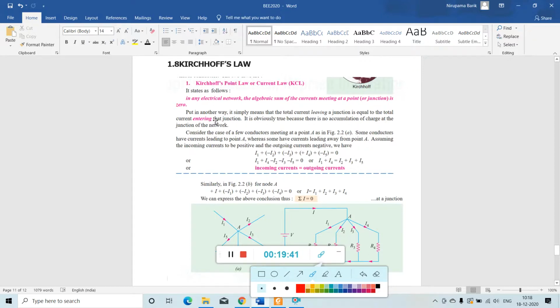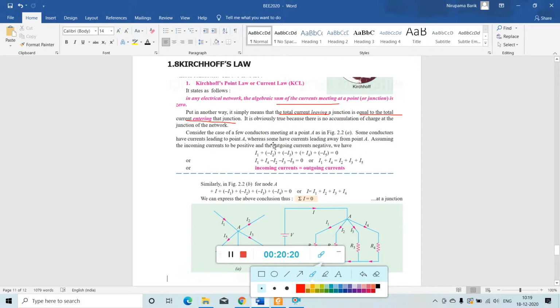In another way, it simply defines that the total current leaving a junction is equal to the total current entering the junction. So the algebraic sum of all the currents meeting at a point or junction is 0, or the sum of total current leaving a junction is equal to the sum of total current entering the junction. It is true because there is no accumulation of charges at the junction of the network.